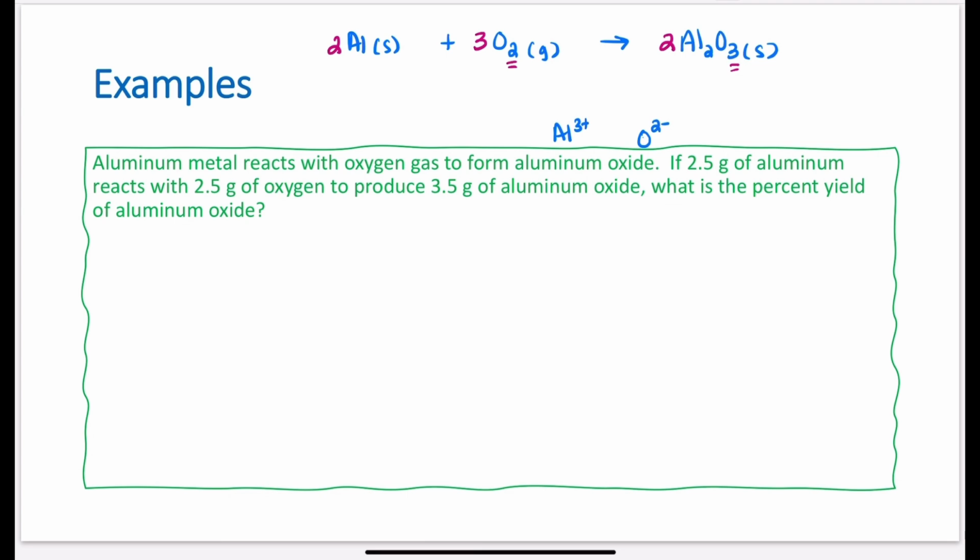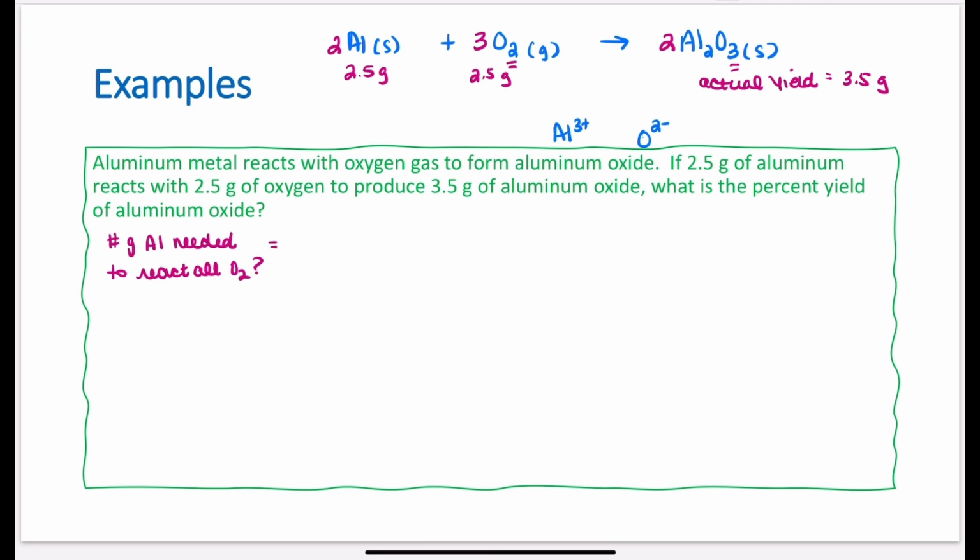Now, I don't know what my limiting reactant is here, so I'm going to have to figure it out. So I am told I have 2.5 grams of each reactant, and my actual yield here is 3.5 grams of my aluminum oxide. So I'm going to see how many grams of aluminum I need to react all of my oxygen. I have no idea. Let's see. I have 2.5 grams of O2.